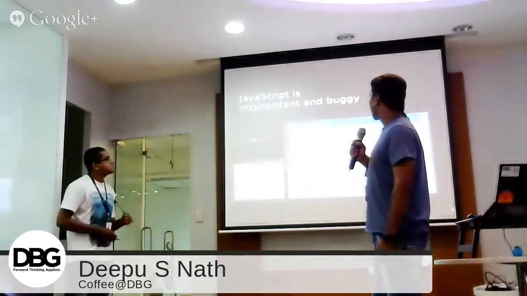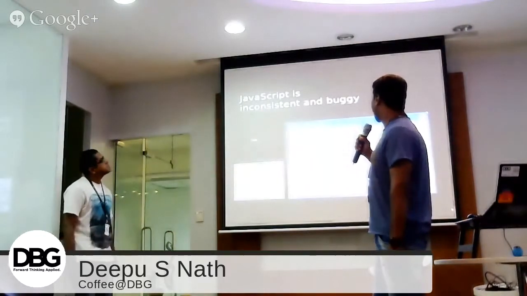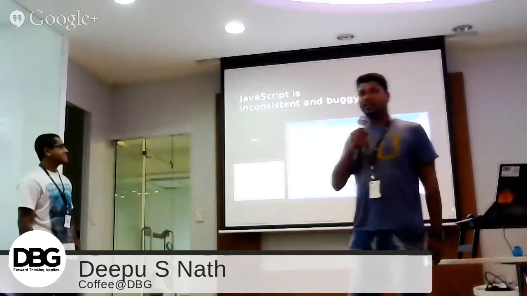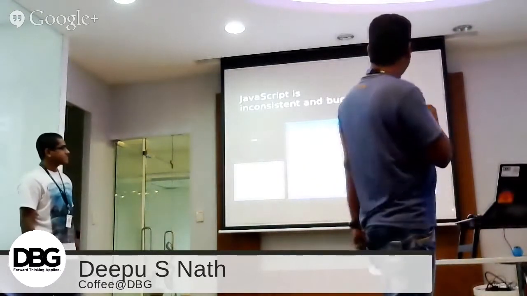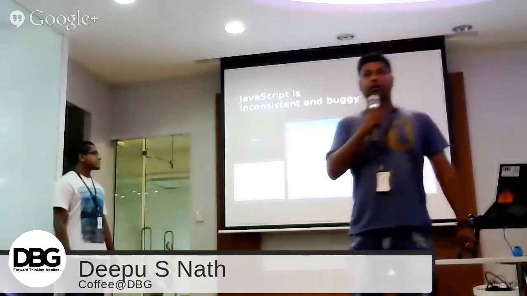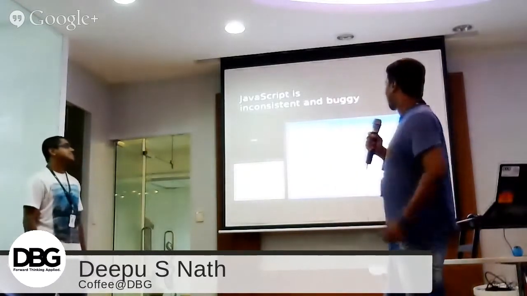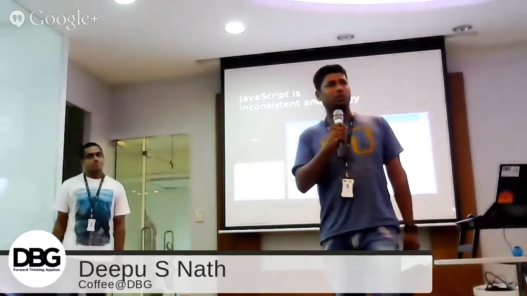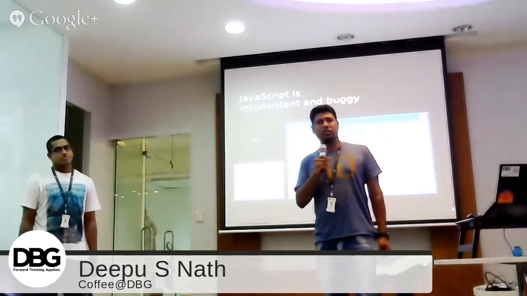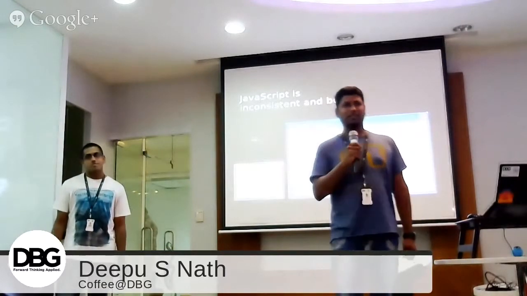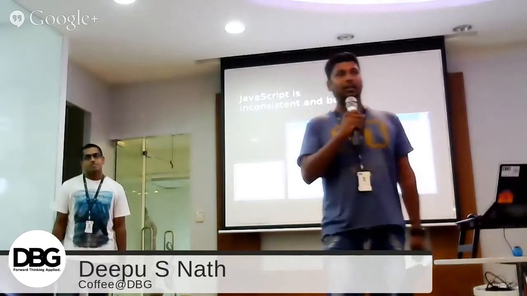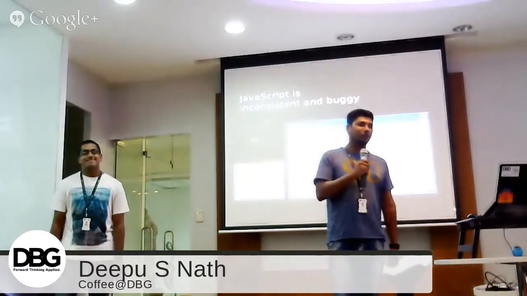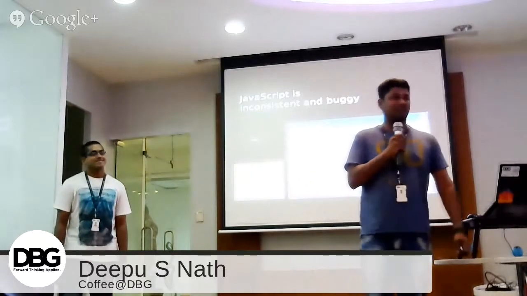Next one: JavaScript is inconsistent and buggy. Many of you are familiar with this error screen, right? Sometimes it doesn't show that error in Mozilla, it works in some browsers and doesn't work in other browsers. So isn't it a buggy language? We always worry why it didn't work, and sometimes it works and we do not know why. Sometimes it doesn't work, and we do not know why it doesn't work.